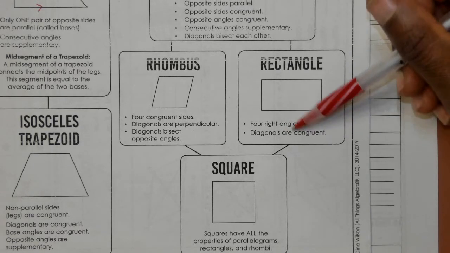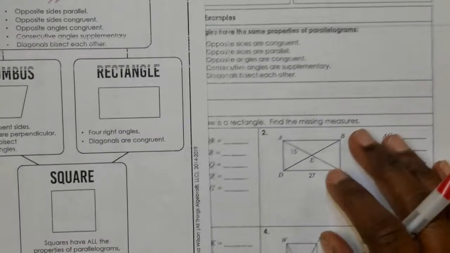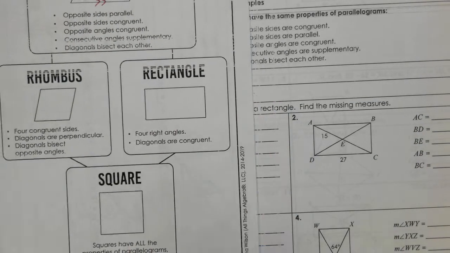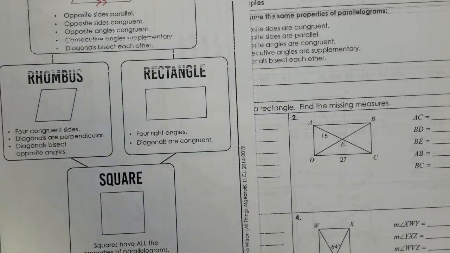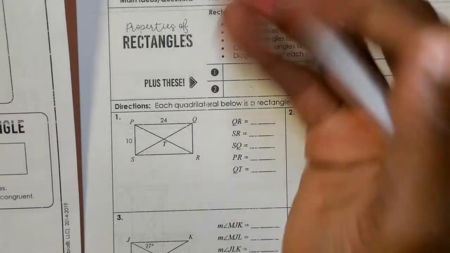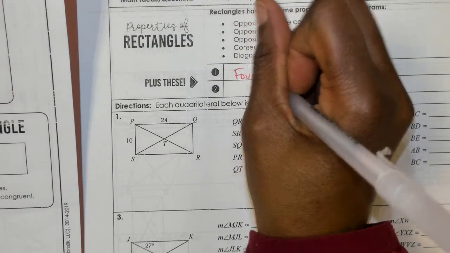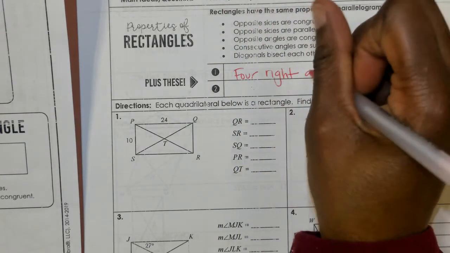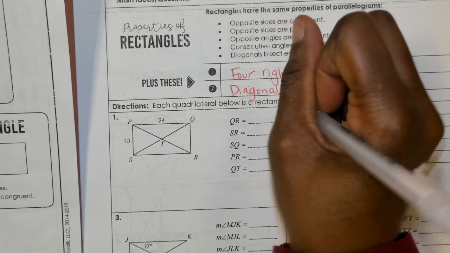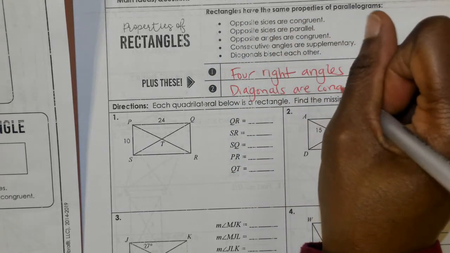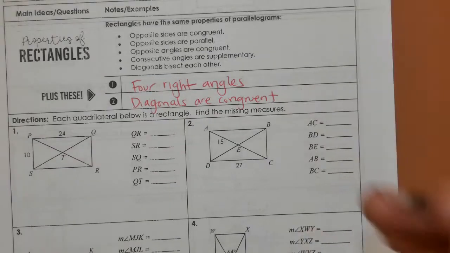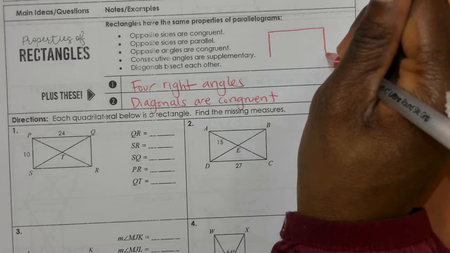In addition to that, it has two extra properties, which we're going to write here. So go ahead and write those in. Okay, and we're going to draw a little sketch here and go through what some things are equal.